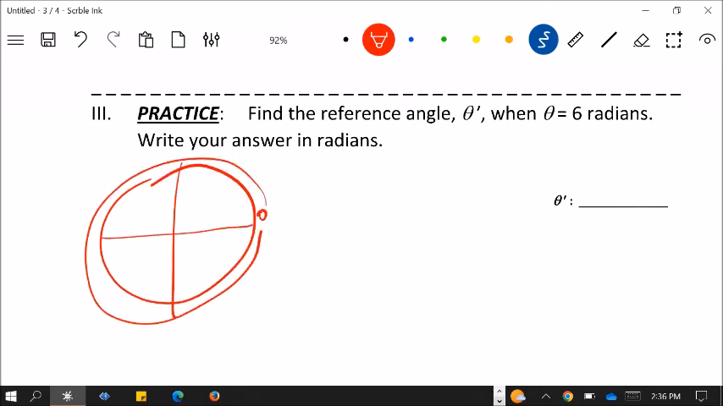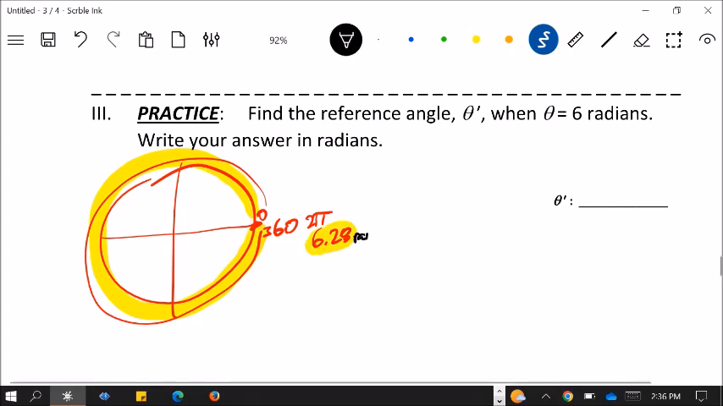Here's 0, go all the way around. Here's 360. It's the same thing. But now 360 is also 2 pi. Pi is 3.14, which makes this 6.28. So one time around here is 6.28 radians.